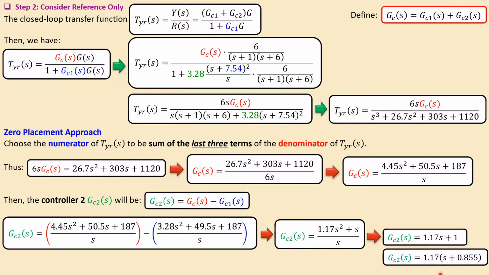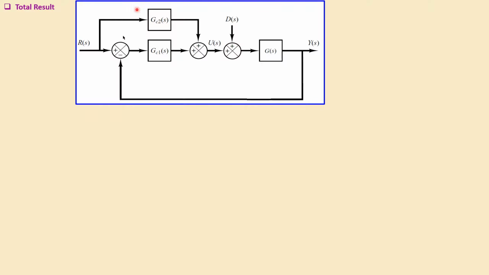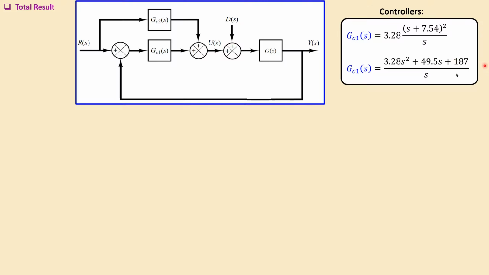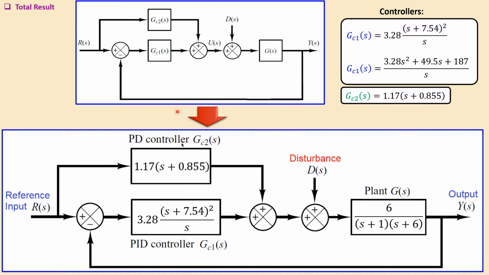So we can now check our results. The total result, again, this is GC1 and GC2. We have here our plant and the controllers we have designed. This is for controller 1 and this is for controller 2. If you just substitute everything in here to write it out, you will get a PD controller for GC2 and a PID controller for GC1. And here's the plant and the rest of the inputs and outputs. All right, let's then check what we have.